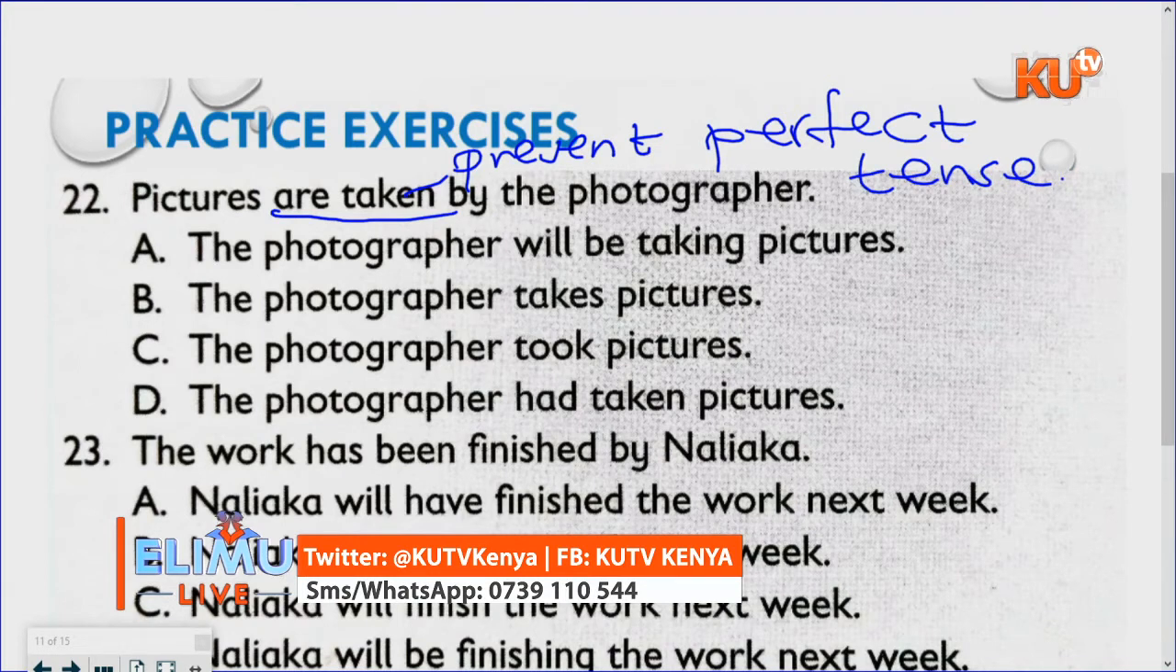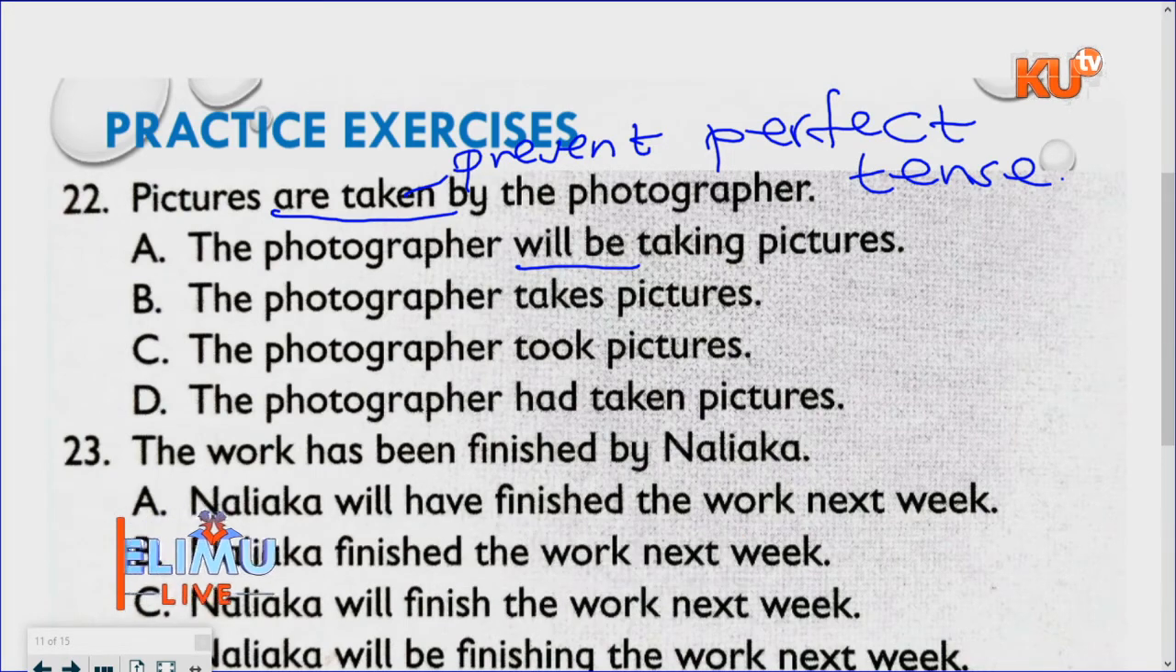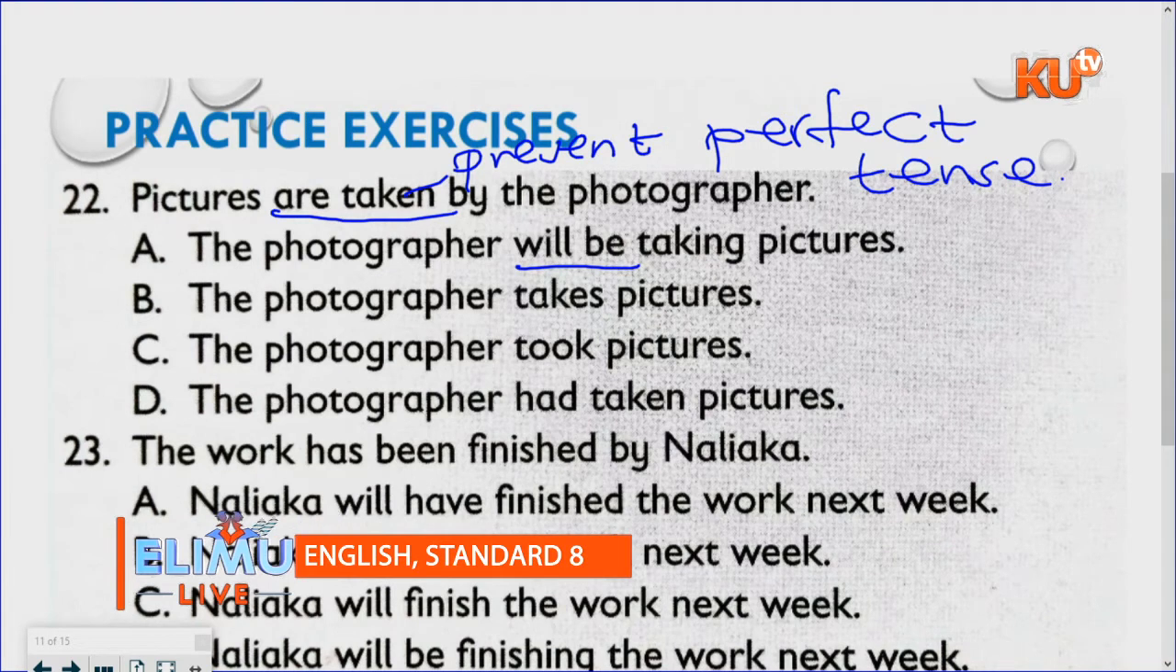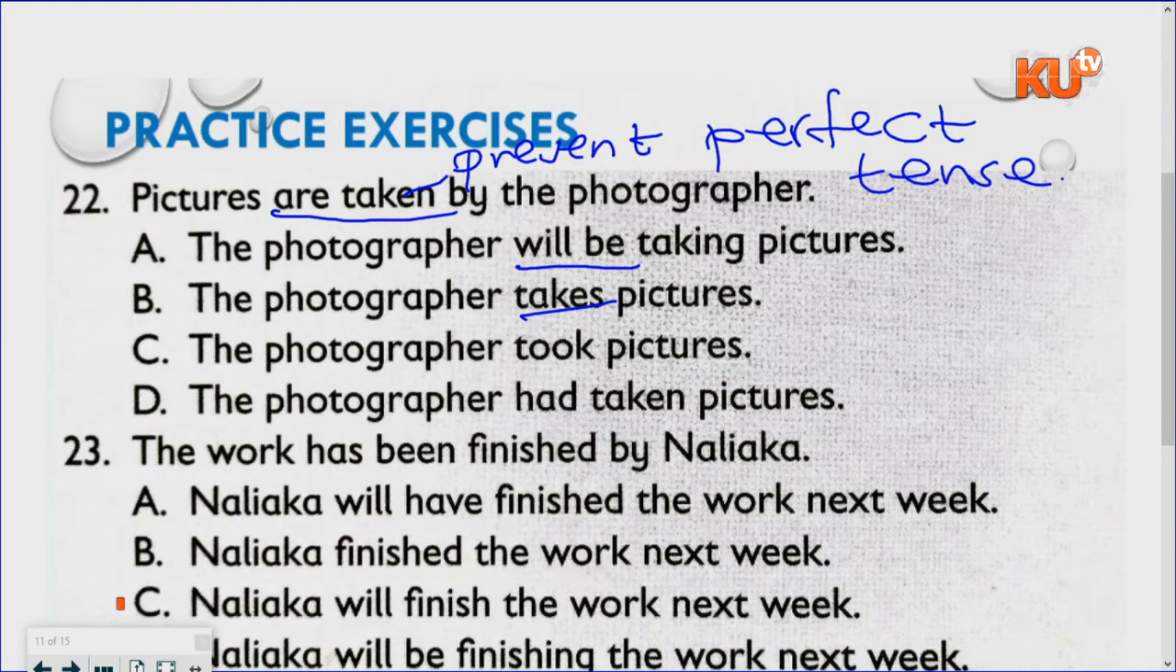The photographer will be taking pictures. Now will be indicates future, because will, as I said, indicates future. It will not therefore be the correct answer. The photographer takes pictures. Takes there tells you that it is wrong, because it's present tense. The photographer took pictures. Took is past tense.